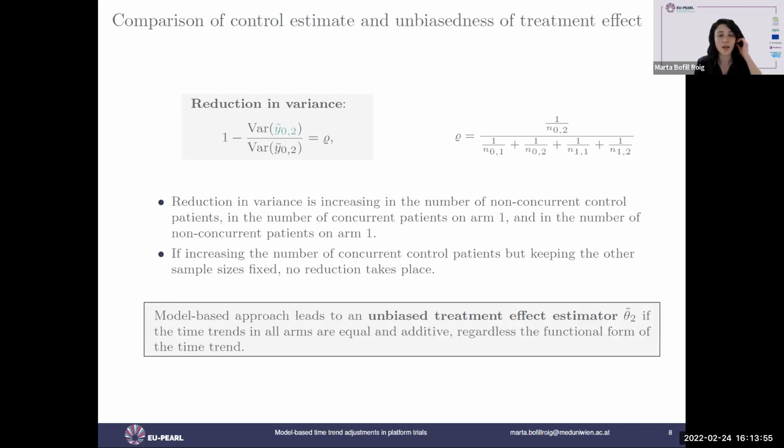From here, we can show that the treatment effect estimator of the model-based approach is unbiased as long as the treatment time trends across arms are equal and additive in the model scale, no matter, however, the functional form of the time trends. Next slide.